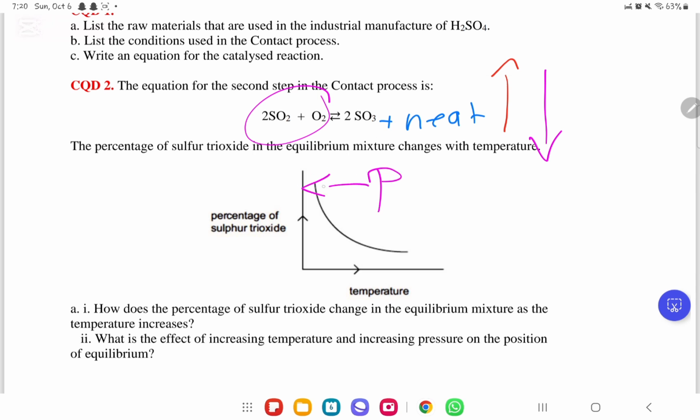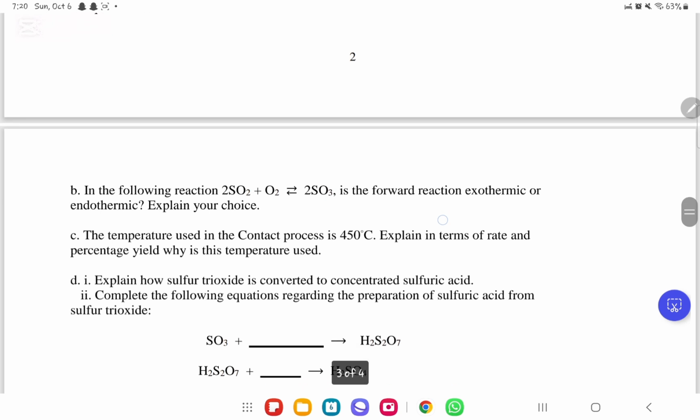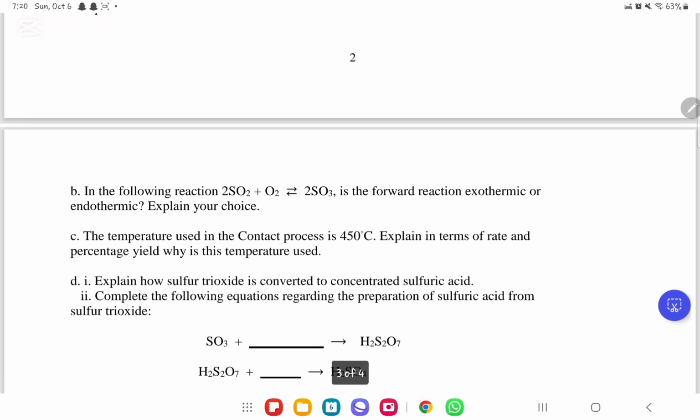So our products are giving to our reactants. We call this a backward or a left shift. So that is for CQD number 2, part A. Now part B. In the following reaction, is the forward reaction exothermic or endothermic? This is our forward reaction. So they're asking us, is it exothermic or endothermic?